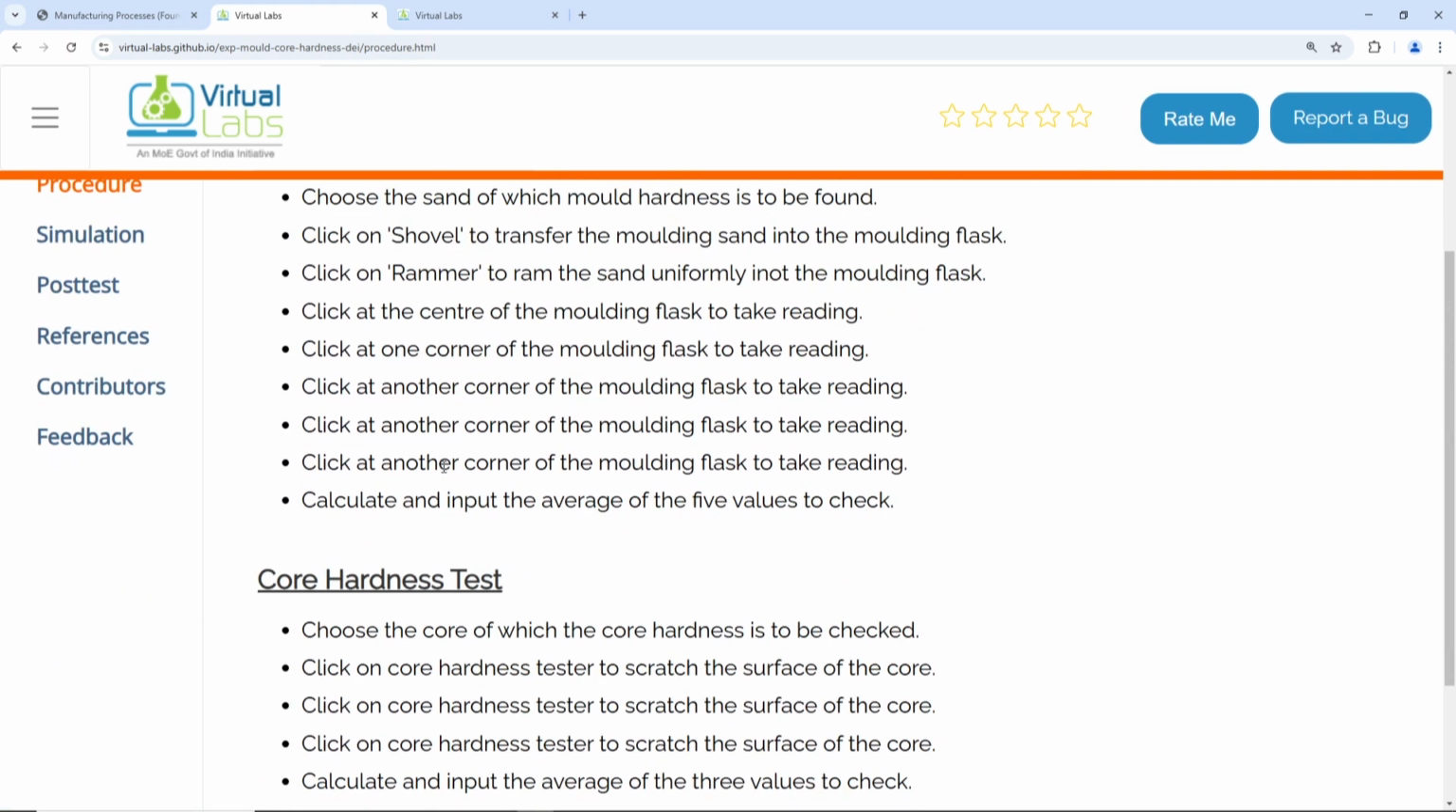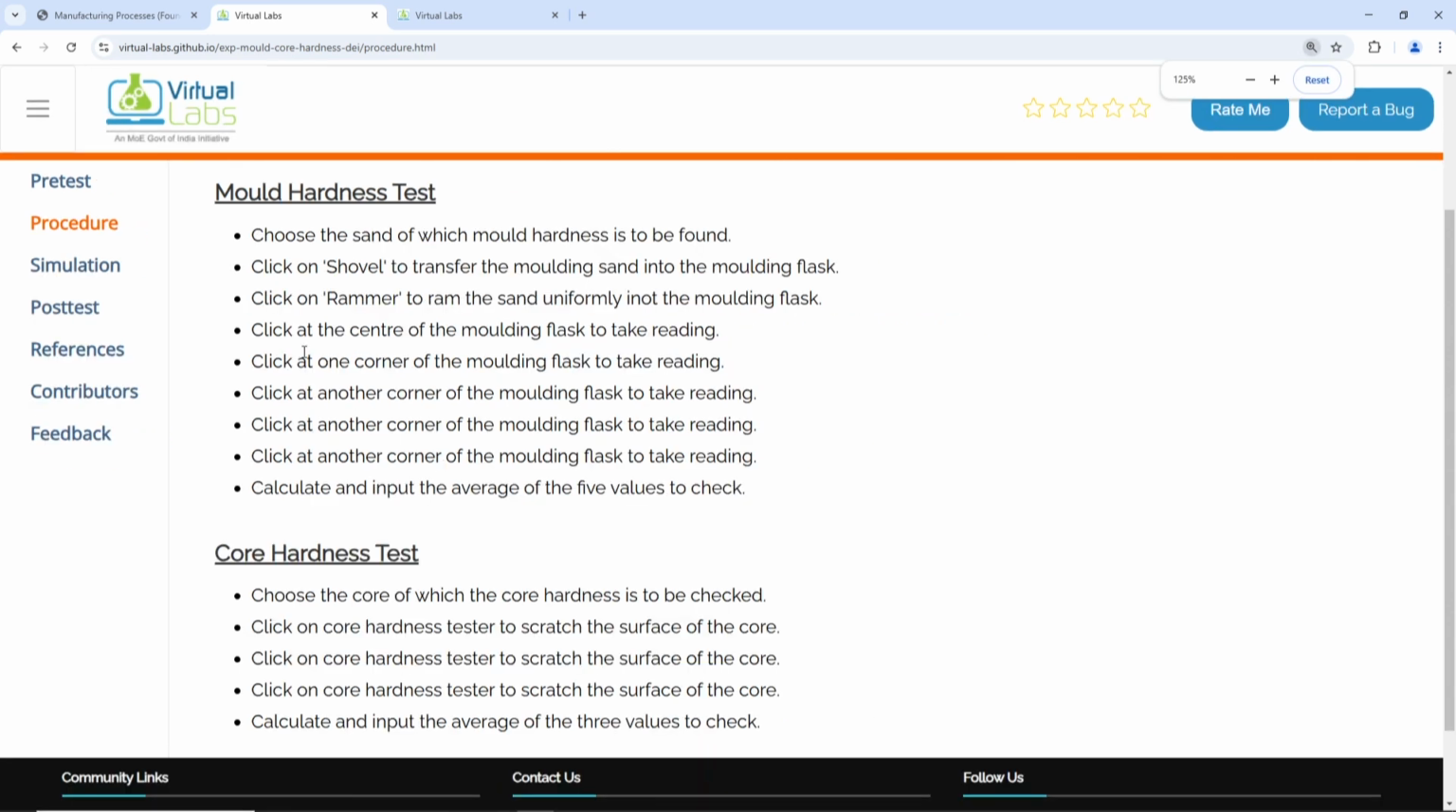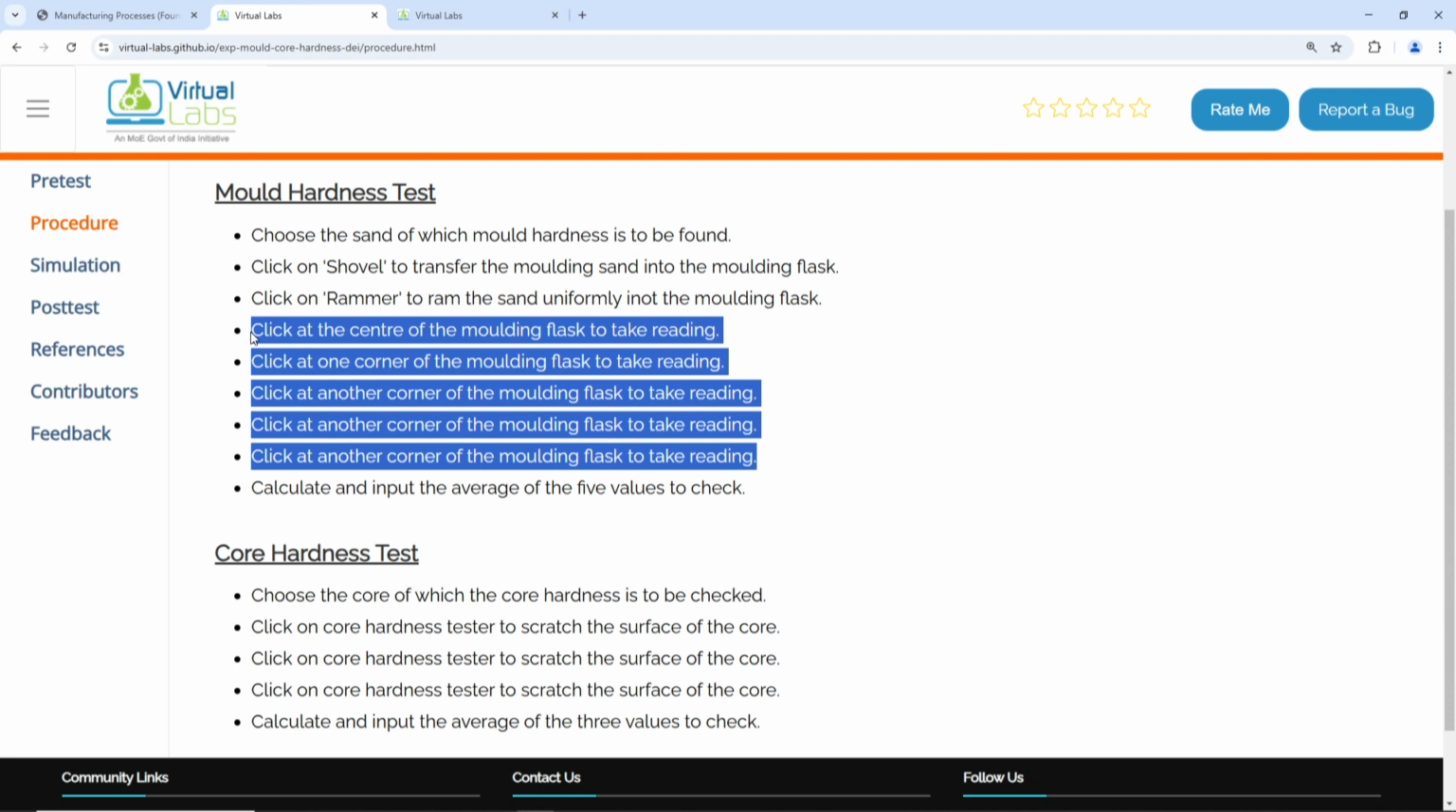It is showing the steps for the mold hardness test and for the core hardness test. For instance, for the mold hardness test, we choose the sand for which mold hardness is to be found. We click on shovel, we click on rammer, so that the sand is rammed properly. We click at the center of the molding flask to take a reading, then at one corner, then another corner. We take readings at multiple points, on multiple surfaces of the pattern.